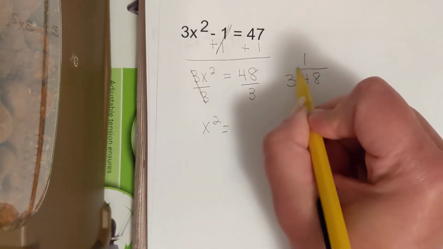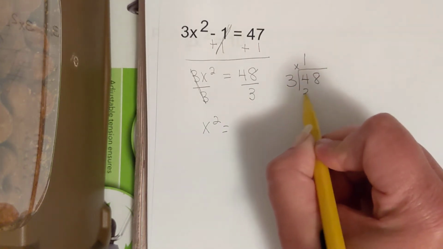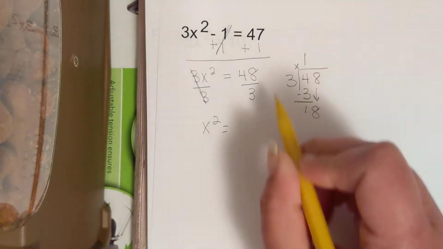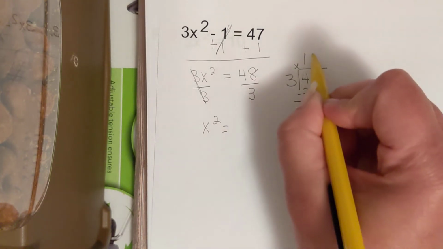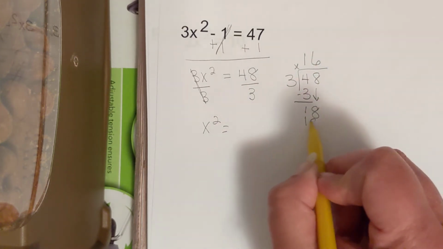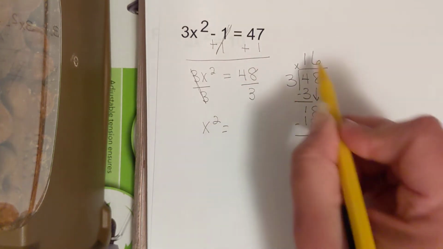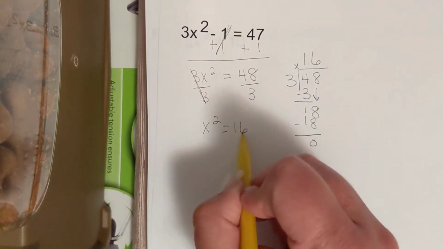3 goes into 4 one time. 1 times 3 is 3. Subtract, bring down. 3 goes into 18 6 times. 3 times 6 is 18, and I would have a 0. So 48 divided by 3 is 16.